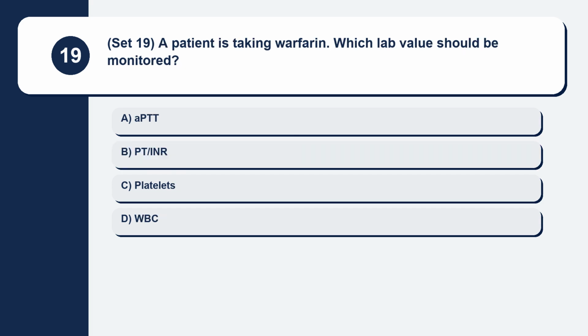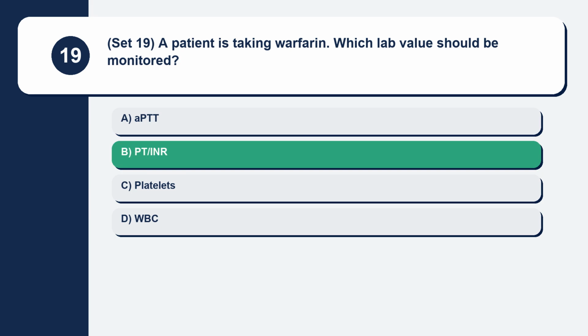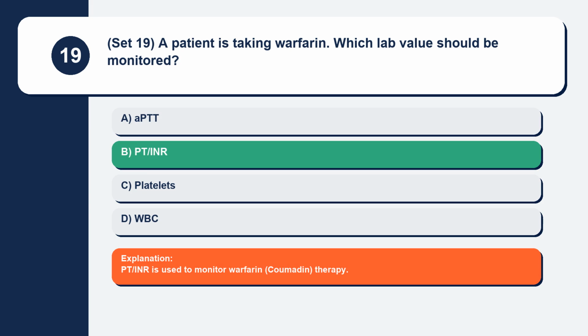Question 19. Set 19, a patient is taking warfarin. Which lab value should be monitored? aPTT, PT/INR, platelets, WBC. PT/INR is used to monitor warfarin, Coumadin, therapy.